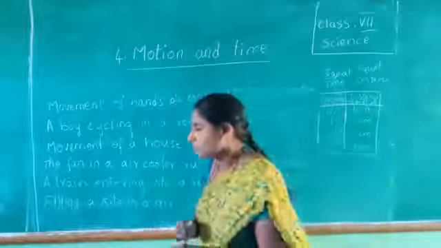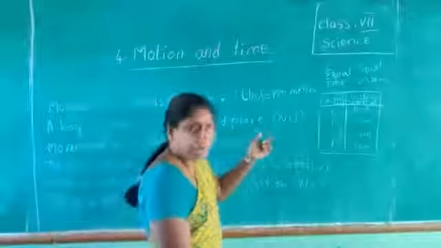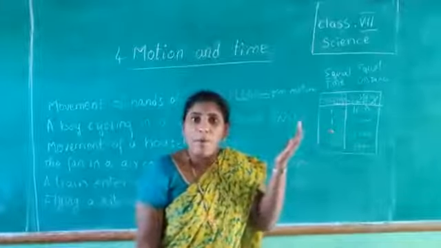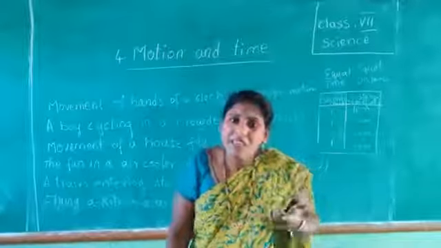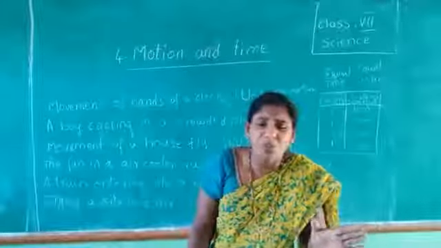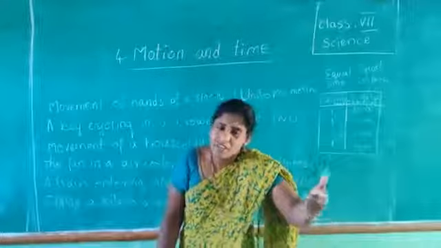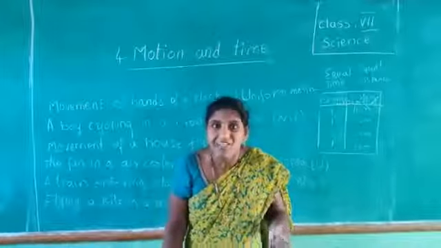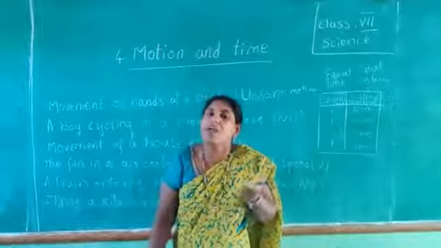So that's why a boy cycling in a crowded place, when he is moving, if there are no huge number of people, he can move a little bit fast. If there are huge number of people on the road, he cannot move fast. If there are so many people standing on the road, he moves slowly. That means he is moving sometimes fast and sometimes slow.